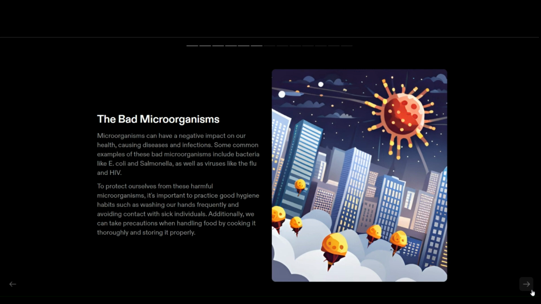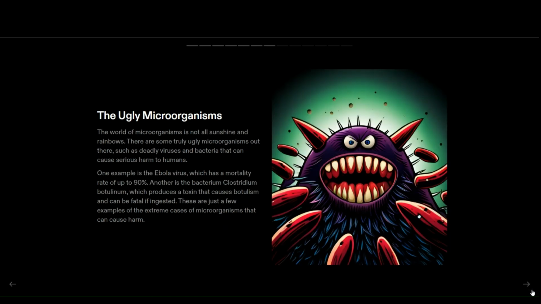To protect ourselves from these harmful microorganisms, it is important to practice good hygiene habits, such as washing our hands frequently and avoiding contact with sick individuals. The ugly microorganisms. The world of microorganisms is not all sunshine and rainbows.